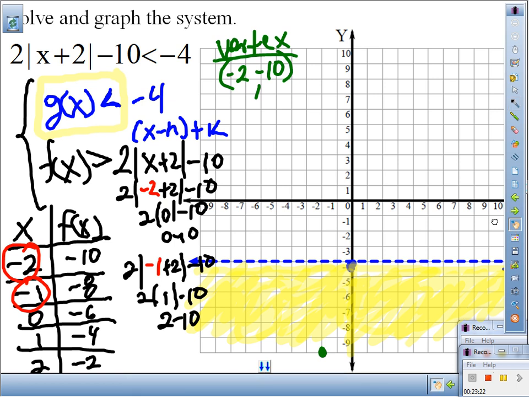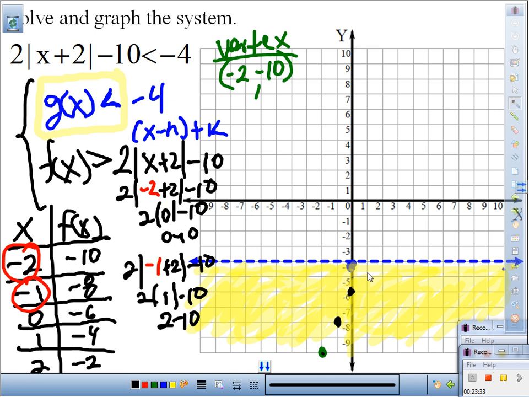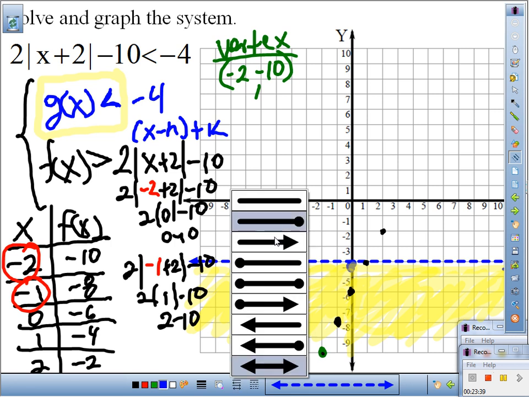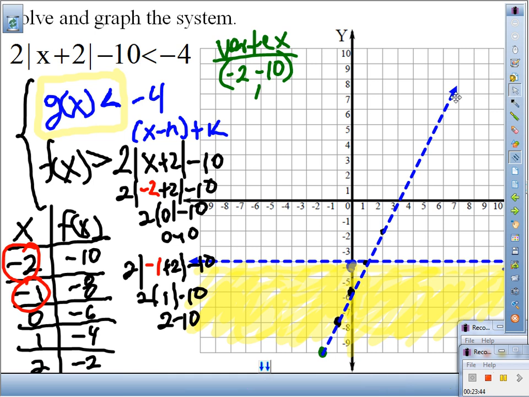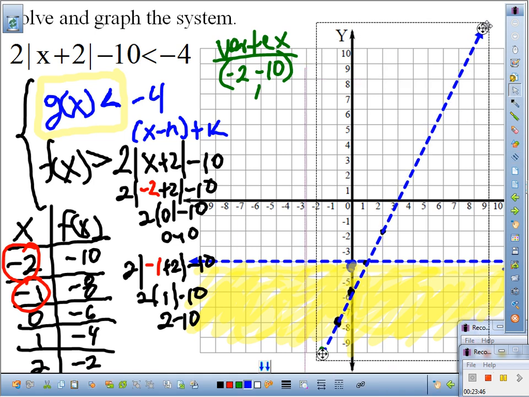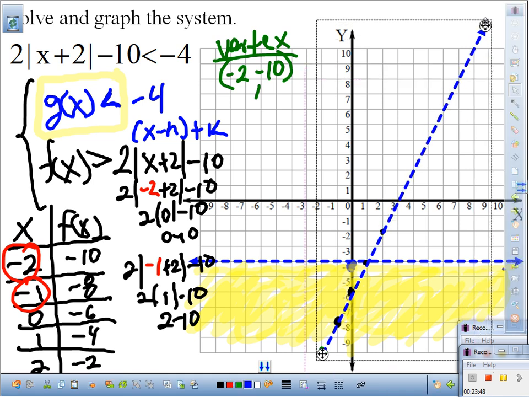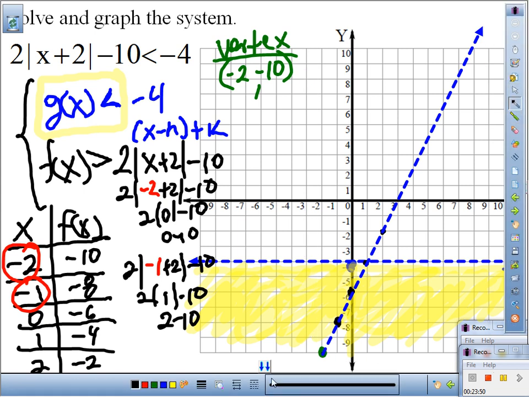Let's plot those points. Negative 2, negative 10. We already have it. Negative 1, negative 8. 0, negative 6. 1, negative 4. And 2, negative 2. So this side, we already have. There it is. Make sure you extend it, and it's a dotted line because it's not equal to. There it is. So what do we need? We need the other side.